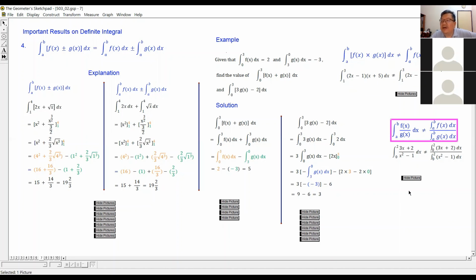At the bottom here, can you see or not? Not blocking. Now let's say I have a division, the quotient of two functions, f(x) divided by g(x), and I want to integrate them. Is it the same as integrating f(x), then dividing by the integral of g(x)? Cannot. Multiplication and division cannot. So you see, I put the not equal sign there.